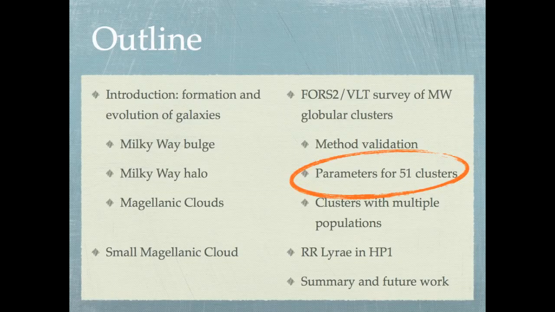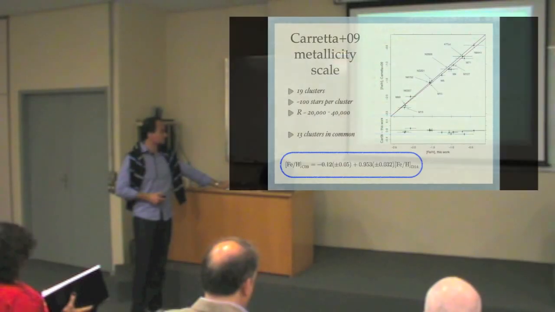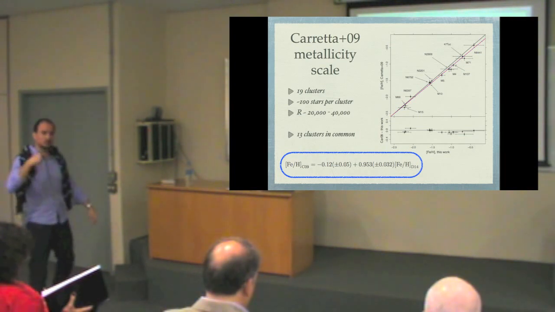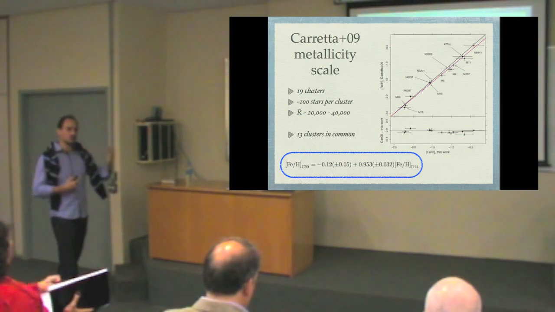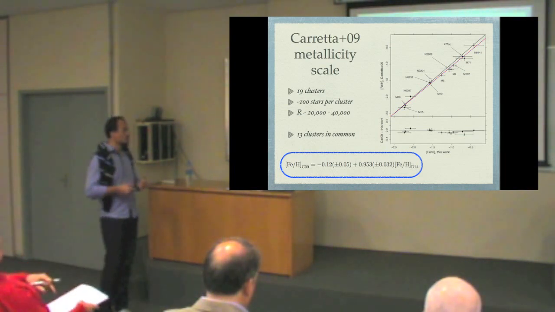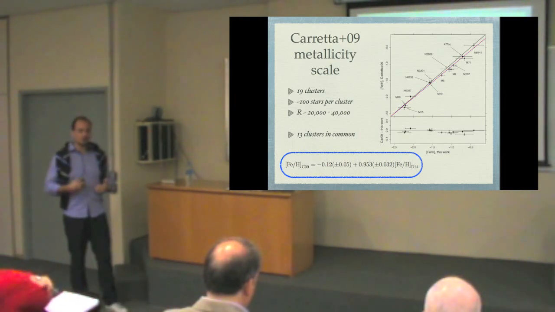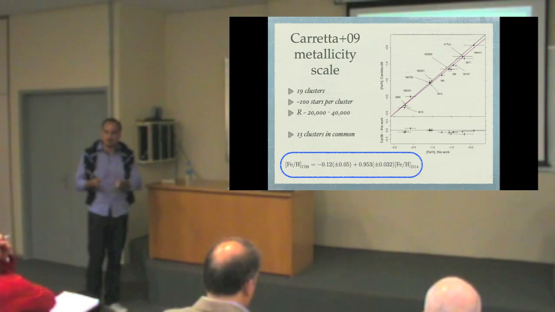Okay, so let's go to the whole sample of clusters. As I mentioned, the calcium triplet was calibrated with a high resolution metallicity scale. So we used the same metallicity scale to calibrate our results, or at least to check if they are already on the scale.